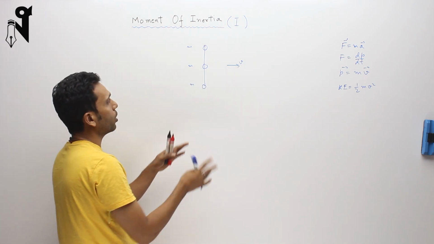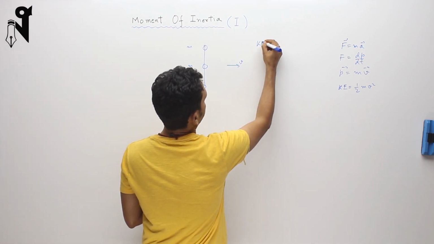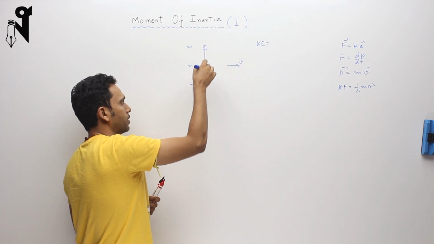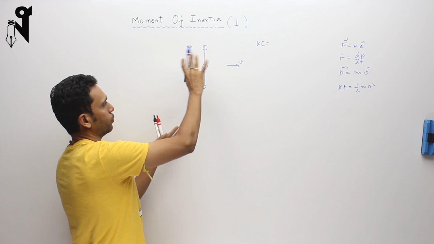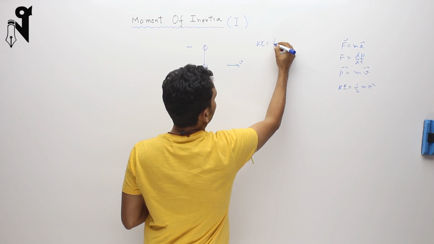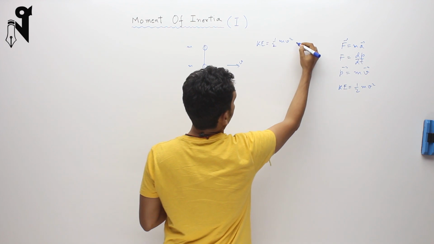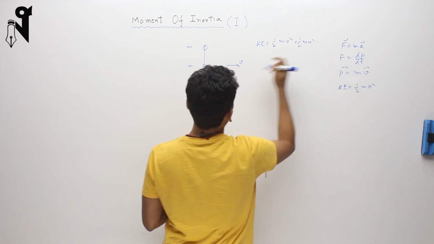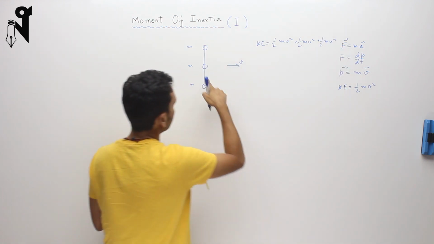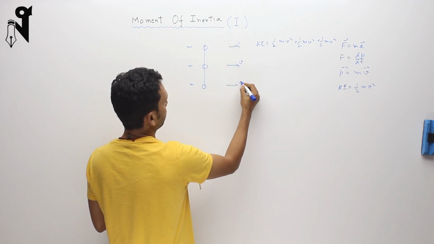Now if I ask you what is the kinetic energy of this body, it would be the kinetic energy of this mass plus the kinetic energy of that mass plus the kinetic energy of the other mass. The kinetic energy of the whole body is the sum of the kinetic energies of the individual masses. So that gives me half mv square plus half mv square for the second, and another half mv square for the third. All three are going with the same velocity v forward.